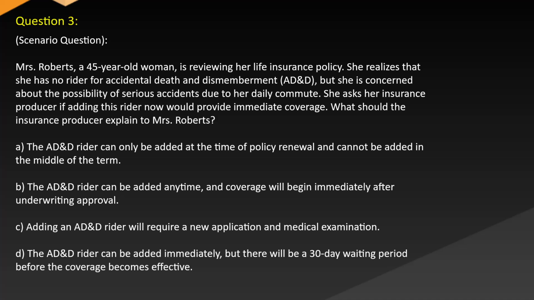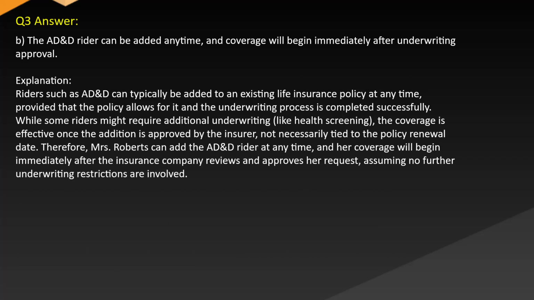What should the insurance producer explain to Mrs. Roberts? A. The AD&D rider can only be added at the time of policy renewal and cannot be added in the middle of the term. B. The AD&D rider can be added anytime and coverage will begin immediately after underwriting approval. C. Adding an AD&D rider will require a new application and medical examination. D. The AD&D rider can be added immediately, but there will be a 30-day waiting period before the coverage becomes effective. Answer: B. The AD&D rider can be added anytime and coverage will begin immediately after underwriting approval.